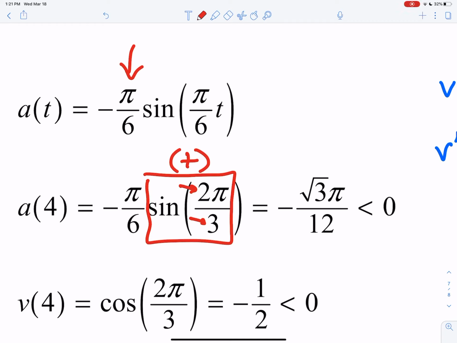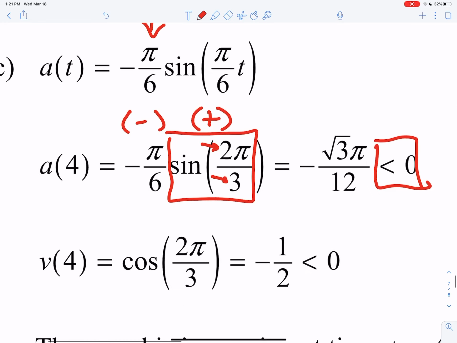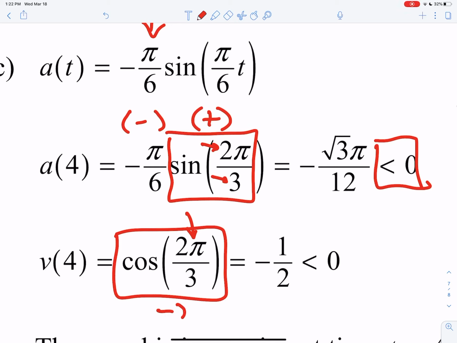So I know that this whole thing, a positive times something negative right there, has to be less than 0. Okay? V of 4, if you plug it in, you're going to get the cosine of 2 pi over 3. Again, we're in the second quadrant. Cosine in the second quadrant, I know is negative because all students take calculus. Okay? So we now know that acceleration and velocity come out both negative. So what does that mean? Since they share the same signs, I know that the speed is increasing at t equals 4.